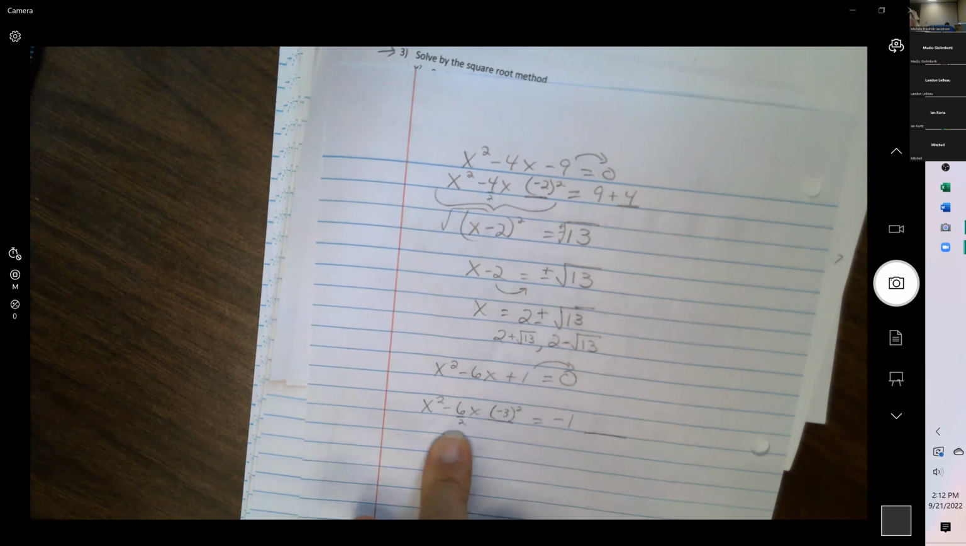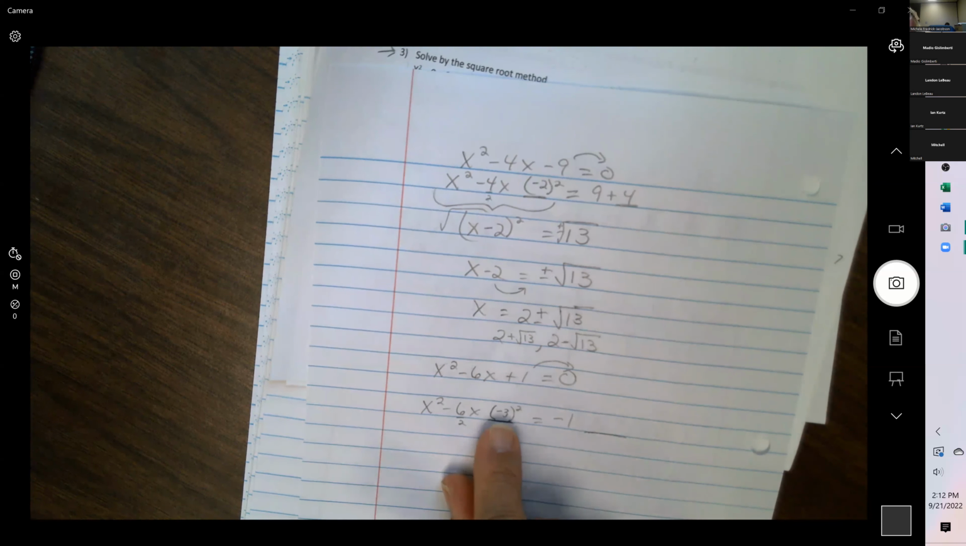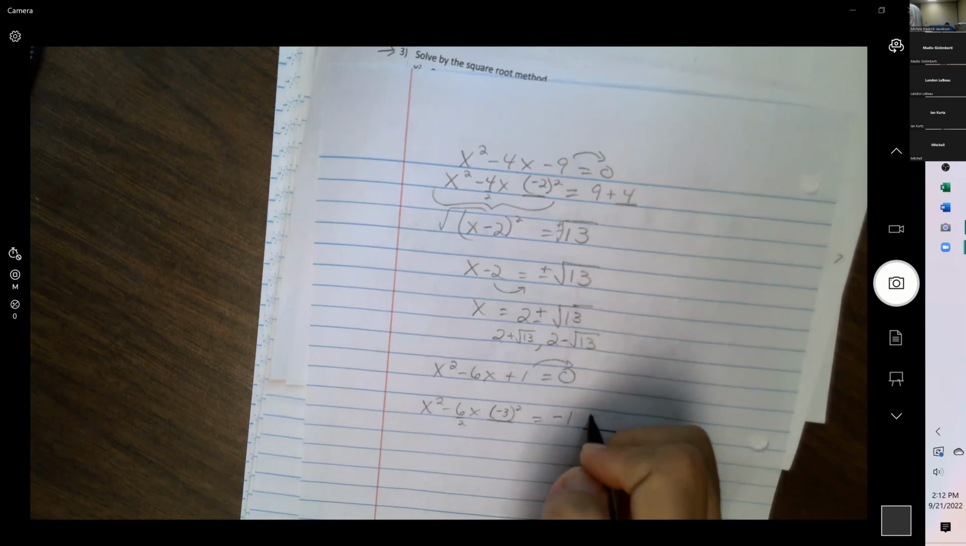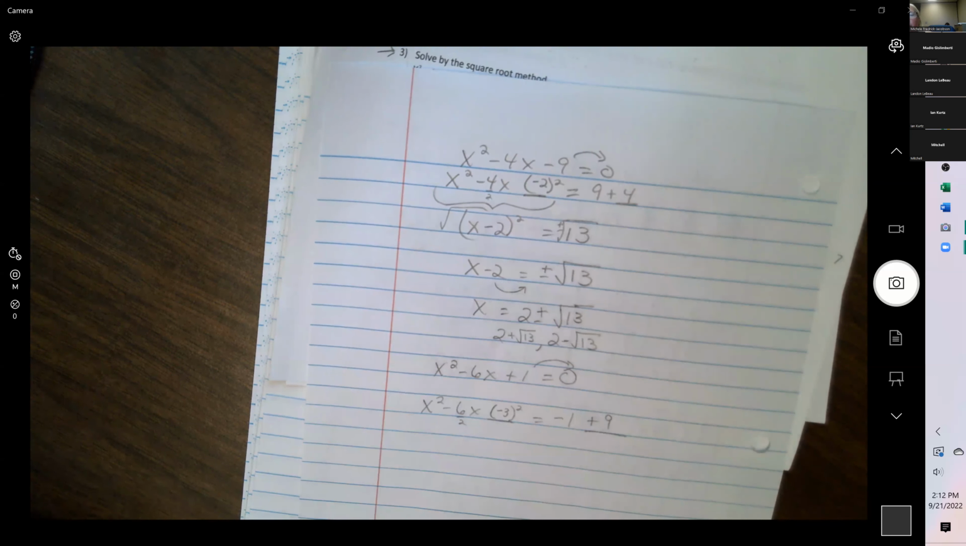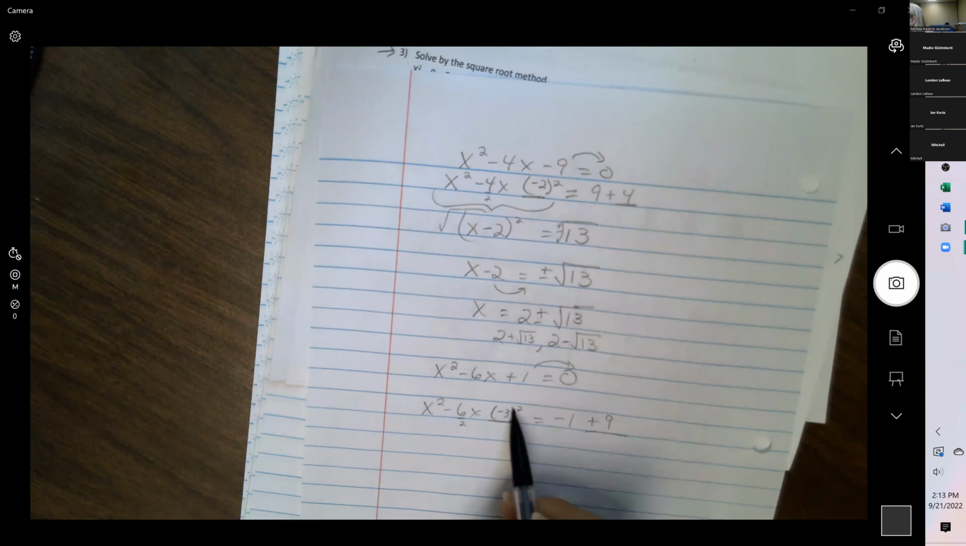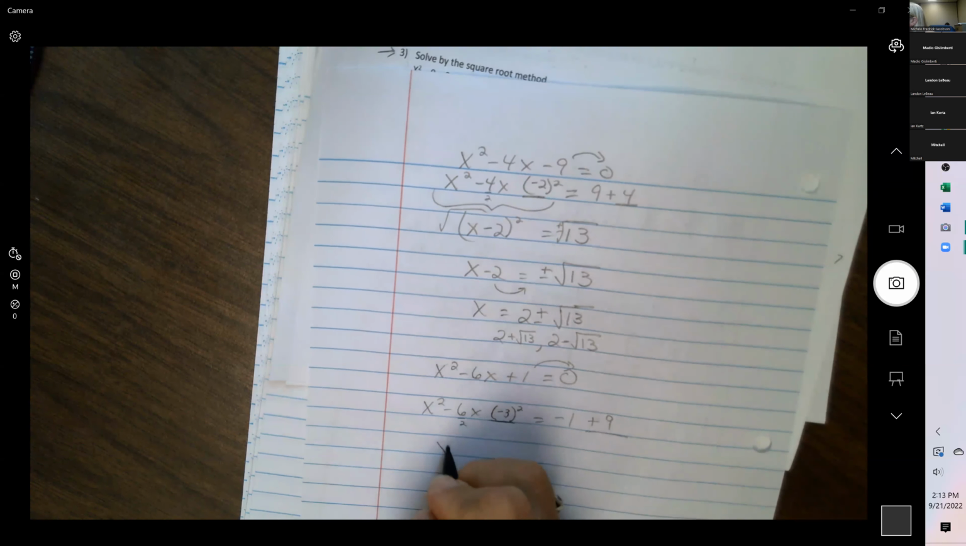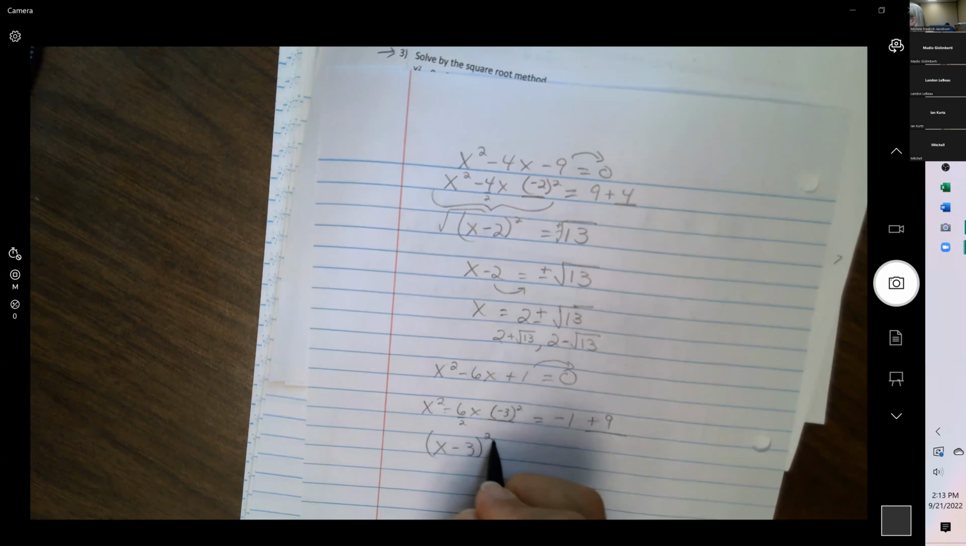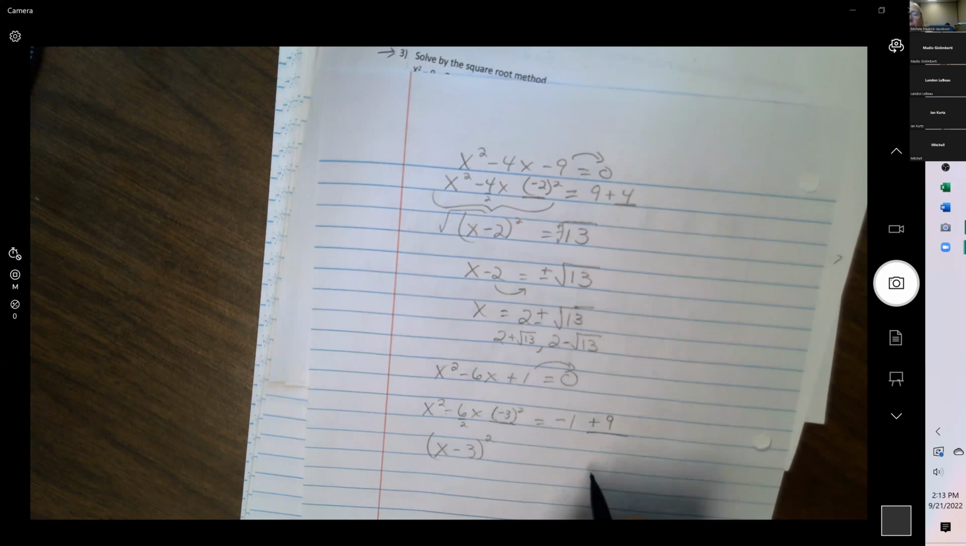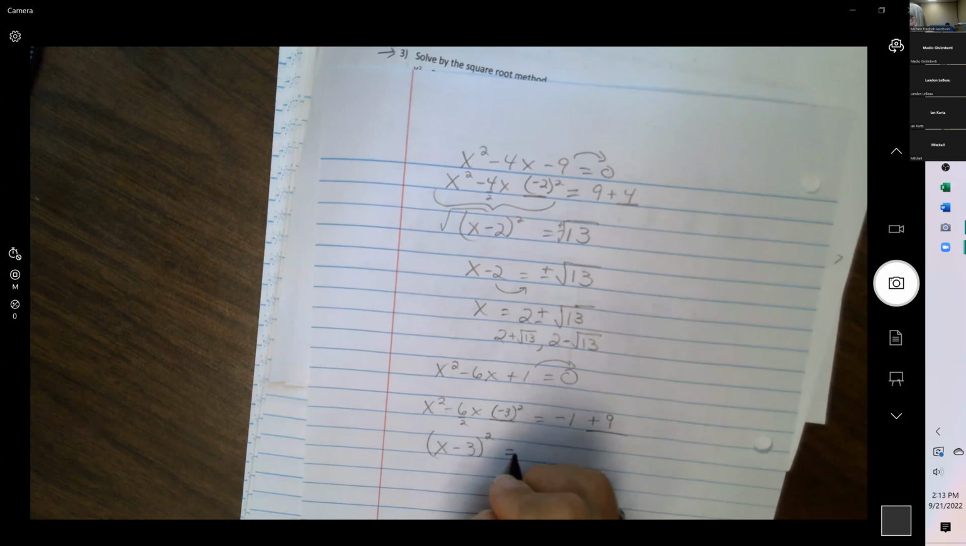-6 divided by 2, you get -3. And then -3 squared is a +9. So we added 9 to both sides. When you go to factor, by leaving it like this, you already know what the factor is. If you would have put a +9, then you have to think about it more. So it's x minus 3 squared equals 8.